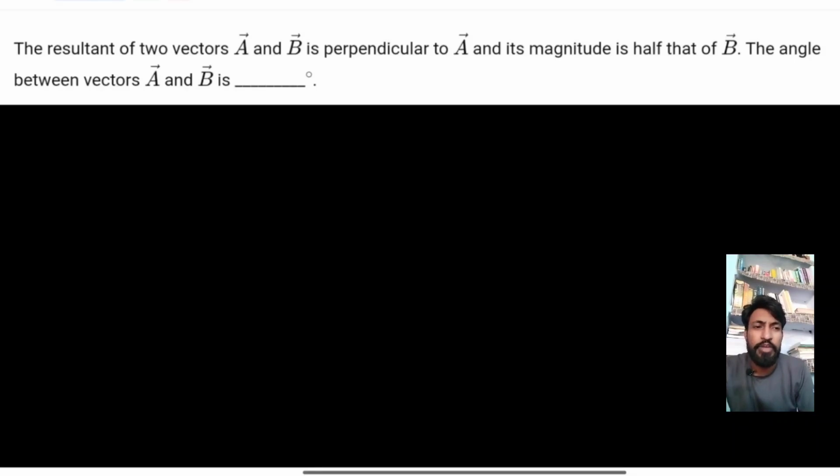The question is, the resultant of two vectors A and B is perpendicular to A and its magnitude is that of half that of B, and the angle between vectors A and B is. So we have to calculate the angle between A and B. The resultant of A and B is perpendicular to A and the magnitude of the resultant is half that of B. Let's start here. It's very simple.